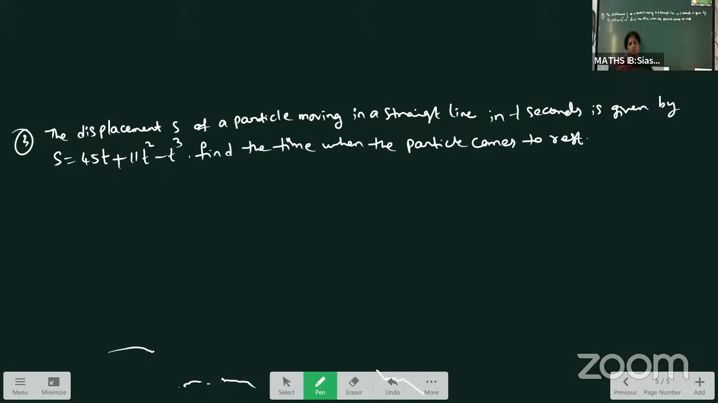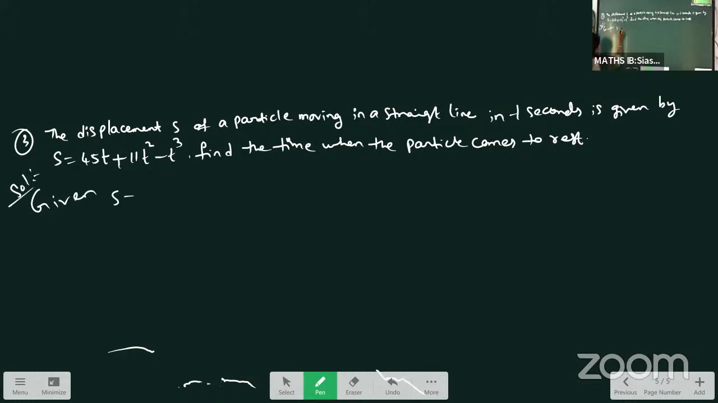Try to understand the question. There is a particle, it is moving on a straight line. Like for example, I am moving on the straight line. So the question is, at what time does the particle come to rest? Suppose if I keep on moving like this, at some point I have to stop, right? So at what time am I stopping? Stopping means I'm not moving, and that moving is called what here? Velocity. So at what time the velocity is 0, he is asking.